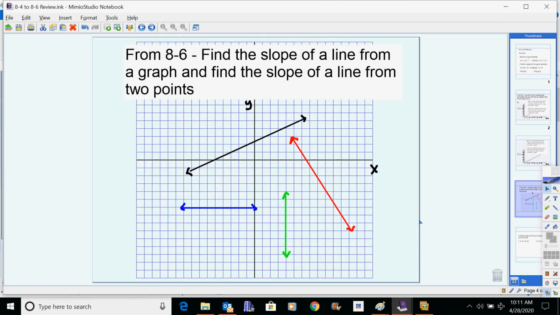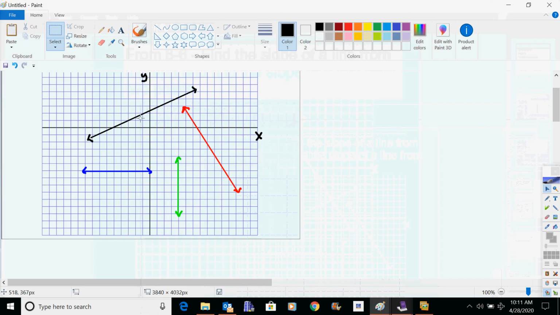From section 8.6, we talked about a slope, and there were two different ways that we could find a slope. We could find a slope either by looking at the graph, or we could find it from 2 points. So I want to just do a quick example of both of those. When you are looking to do it from a graph, remember you need to find 2 points on the graph and then count the rise over the run. So I'm going to find any 2 points. Don't pick ones that are in the middles. Pick ones that go right through the corners.